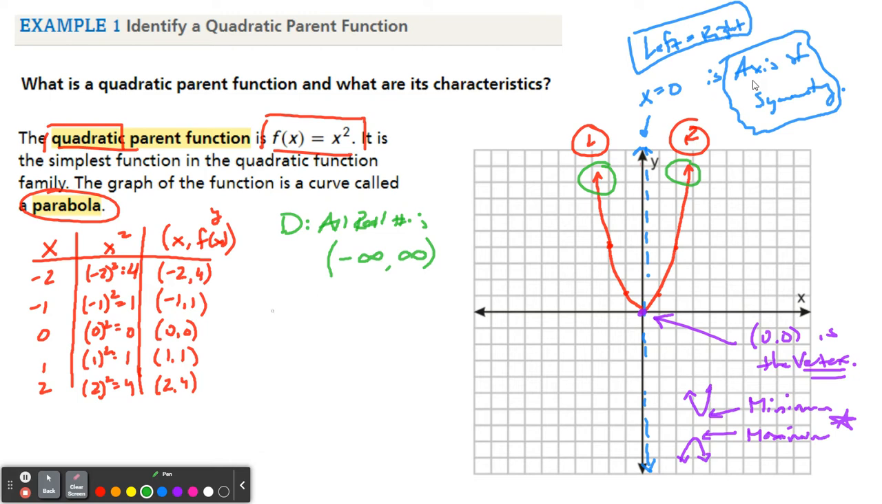Now your range, the y values, notice that for this graph, this 0, 0 is the lowest point. Its y value is 0. You can be that value. So 0 can be included, but then your parabola opens up. So it's anything bigger than 0, right? So our range is y is greater than or equal to 0. Can equal 0, but can be anything bigger.